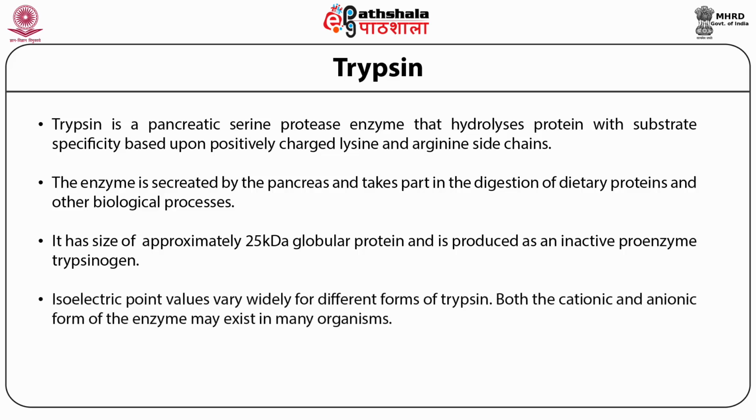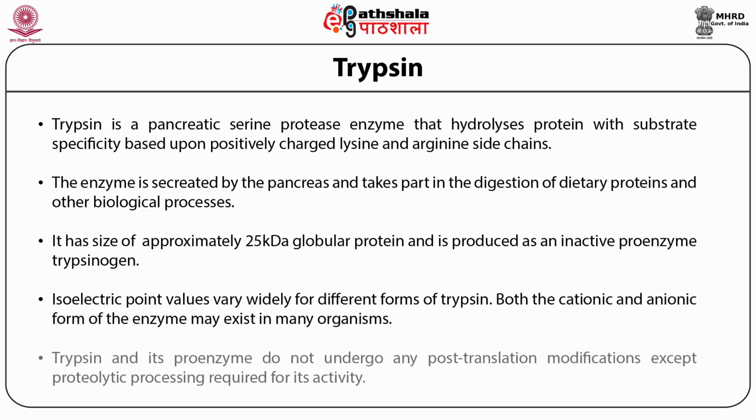Isoelectric point varies widely in the different forms of trypsin. Both cationic and anionic forms of the enzyme may exist in many organisms. Trypsin and its proenzyme do not undergo any post-translational modification except the proteolytic processing required for its activation.